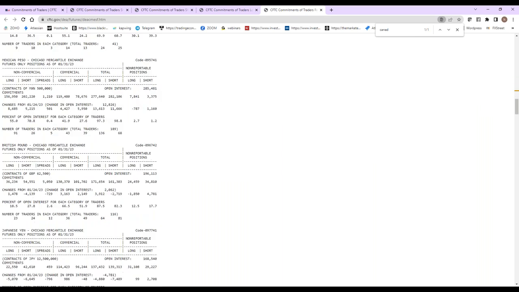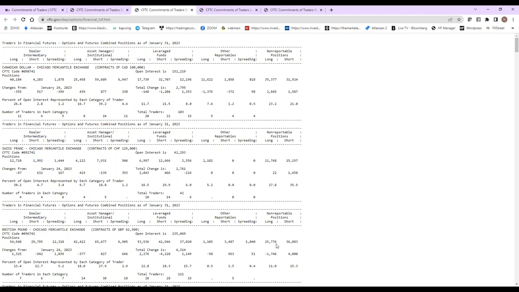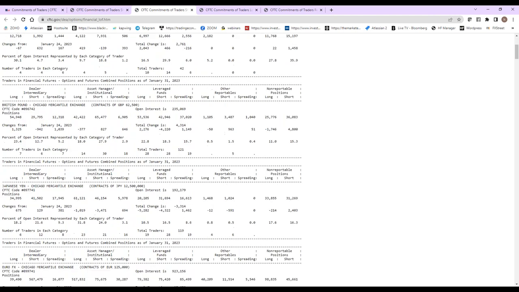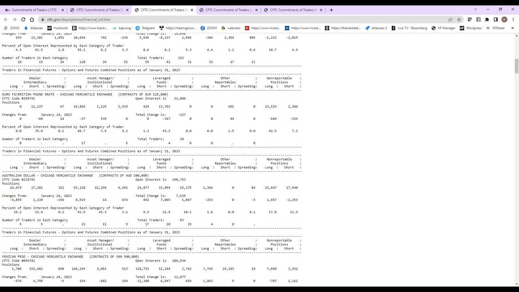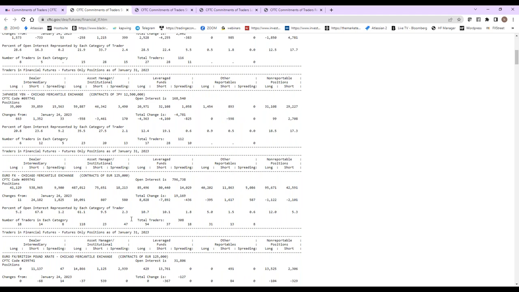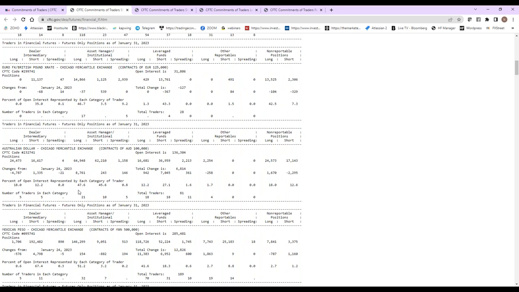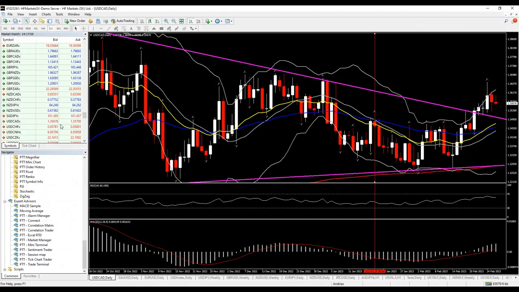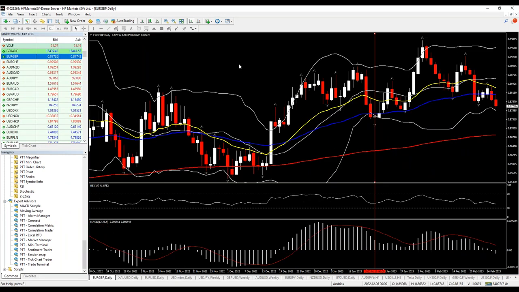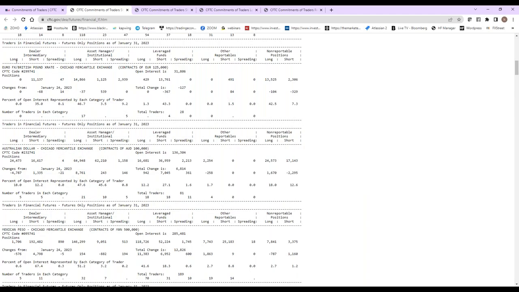So let's move on and see together. Let's do another example as well. Swiss, Japan, EuroFX. There is Euro pound over here. Okay, let's do Euro pound. Let's do something different. Euro pound. Let's zoom in. Here we are. Euro pound.